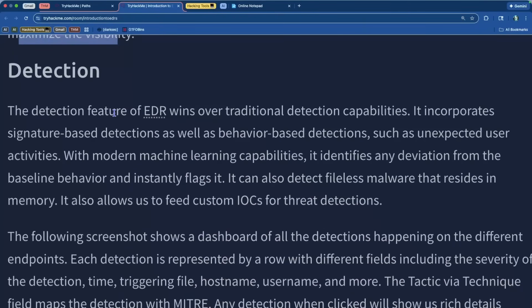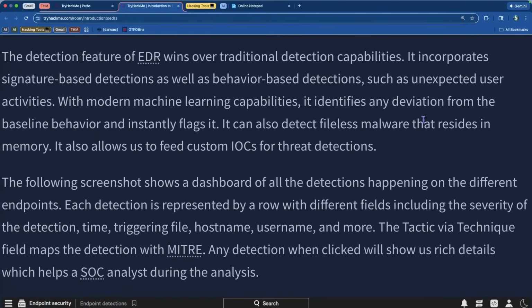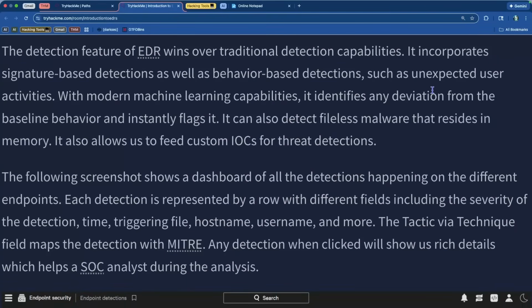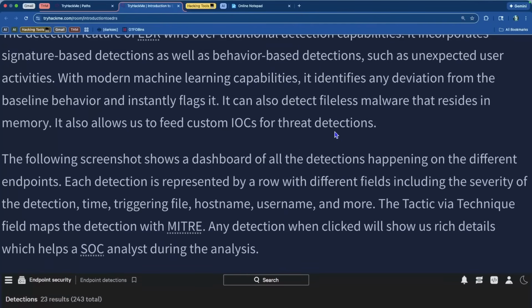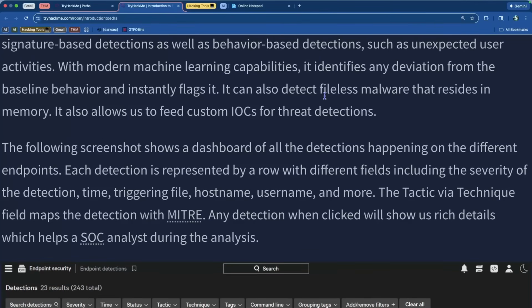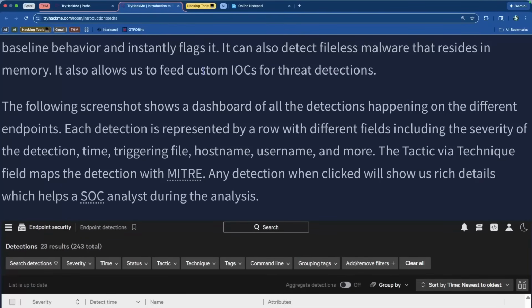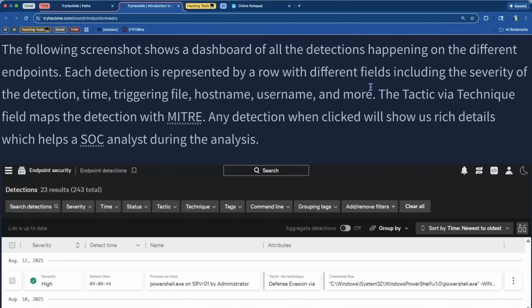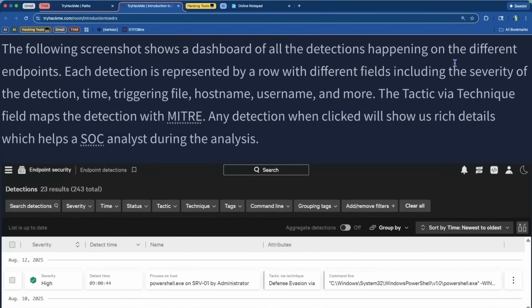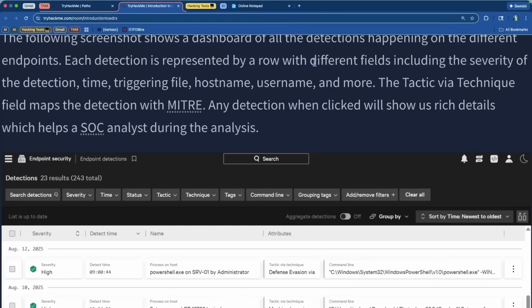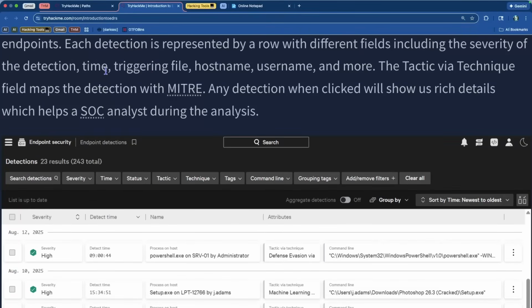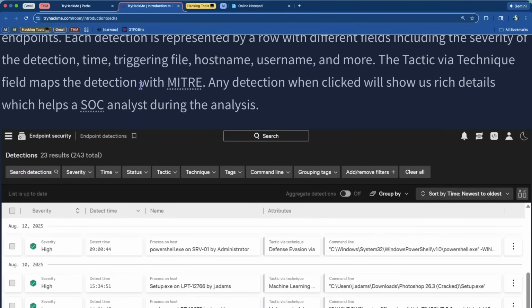Then we have detection. So the detection of EDR wins over traditional detection capabilities. It incorporates signature-based detections as well as behavior-based detection, such as unexpected user activities. With modern machine learning capabilities, it identifies any deviation from the baseline behavior and instantly flags it. It can also detect fileless malware that resides in memory. It also allows us to feed custom IOCs for threat detection. The following screenshot shows us a dashboard of the detections happening, and each is represented by a row in different fields, including severity, time, triggering file, hostname, username, and the tactic via technique field maps the detection with MITRE.